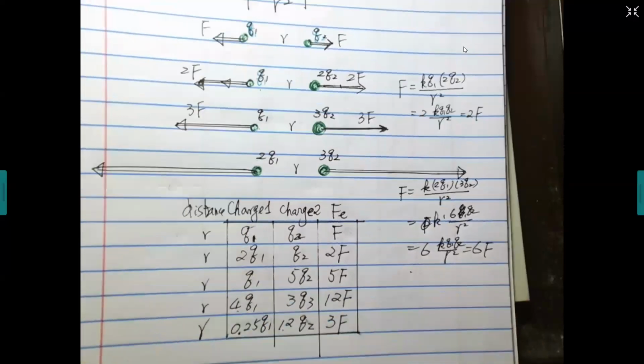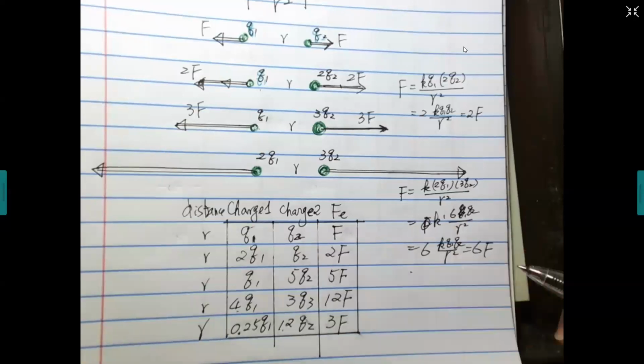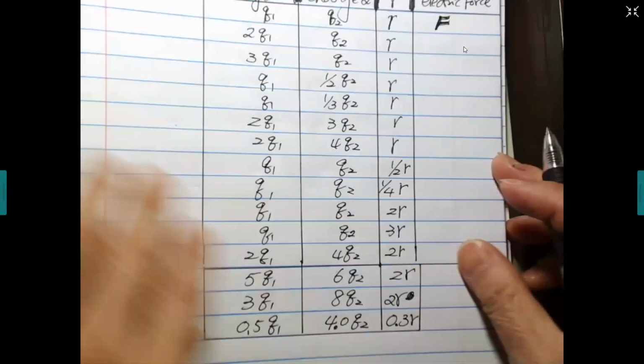This is when the separation between two charged objects remains the same, and only the charges vary, either one of the charges changes or both amounts of charge change. That would affect the force this way. What happens if everything changes? Let's take a look at this one right here. All right, let's take a look at the chart.